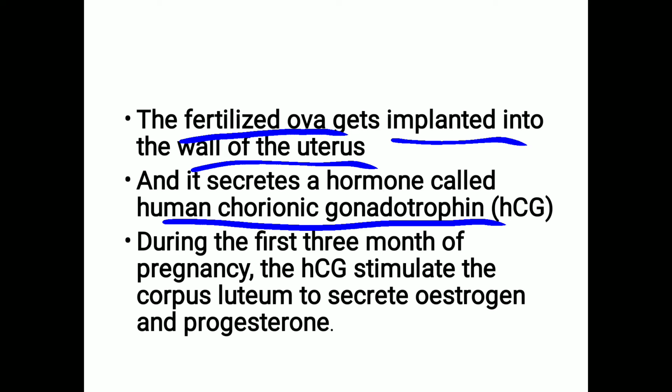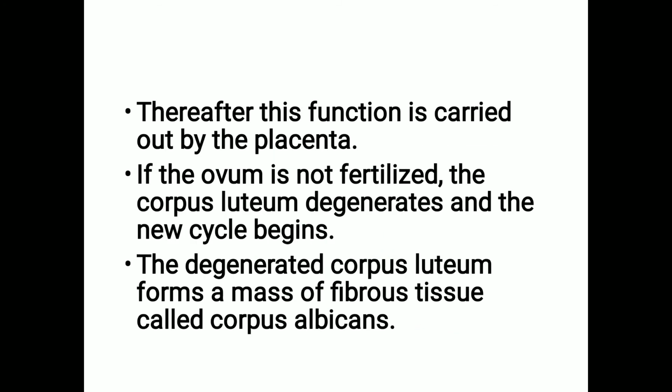And during the first 3 months of pregnancy, this HCG stimulates the corpus luteum to secrete estrogen and progesterone. This HCG is stimulating the corpus luteum to continue to secrete progesterone and estrogen, which are so necessary to sustain pregnancy. So the fertilized ovum implants into the uterus, and there is a secretion of HCG, and this HCG is stimulating the corpus luteum to secrete progesterone and estrogen.